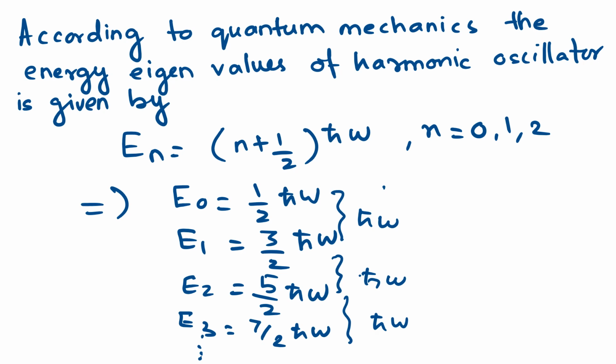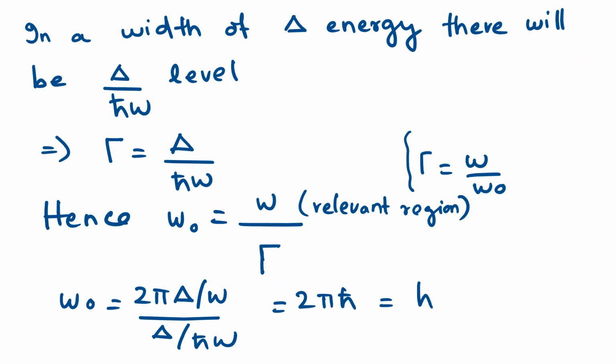From our knowledge of quantum mechanics, the energy eigenvalues of the harmonic oscillator are given by E_n = (n + 1/2)ħω, where n = 0, 1, 2, and so on. When you take different values of n, you will realize that the spacing between the energy levels is ħω. So in an energy width Δ, there will be Δ/ħω levels. That means the number of microstates, Ω, is Δ/ħω.